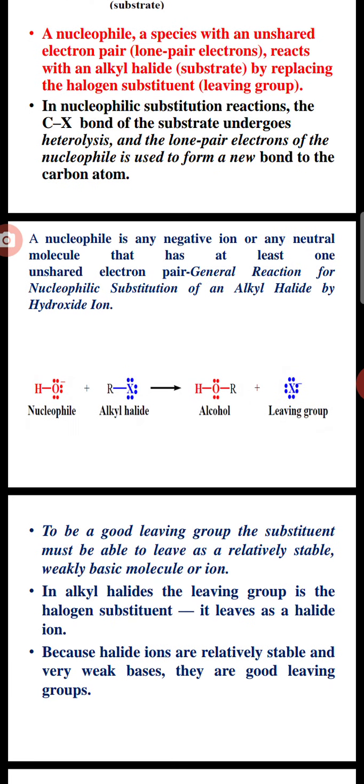To be a good leaving group, the substituent must be able to leave as a relatively stable, weakly basic molecule or ion. In alkyl halides, the leaving group is the halogen substituent. It leaves as a halide ion. Because halide ions are relatively stable and very weak bases, they are good leaving groups.